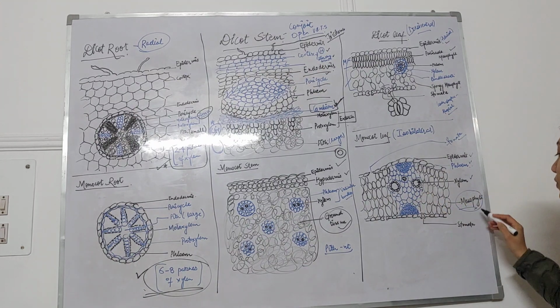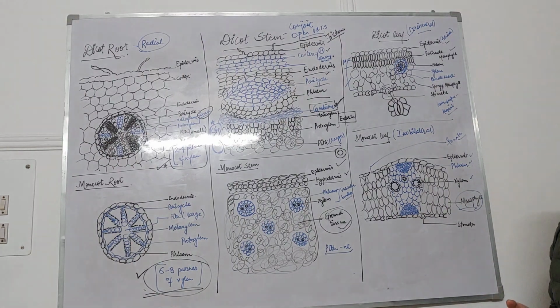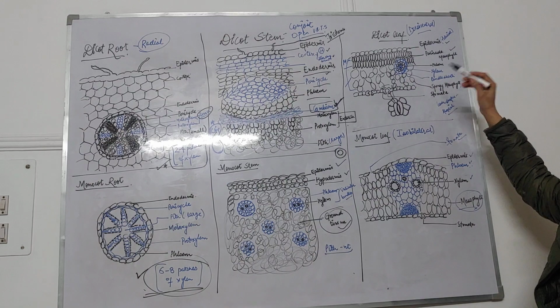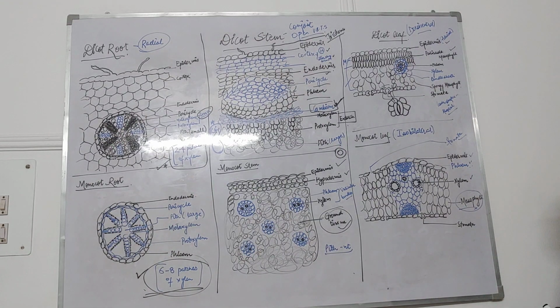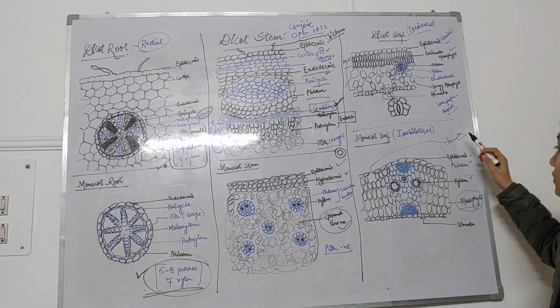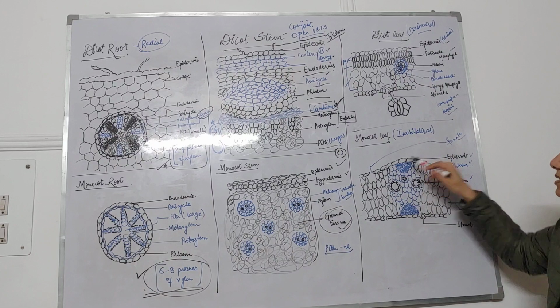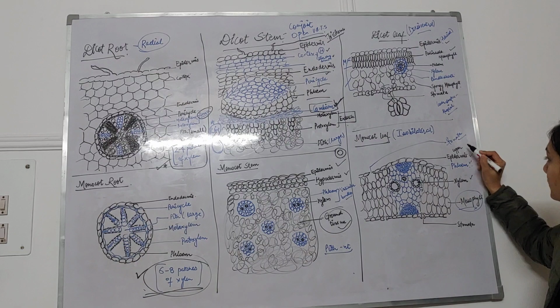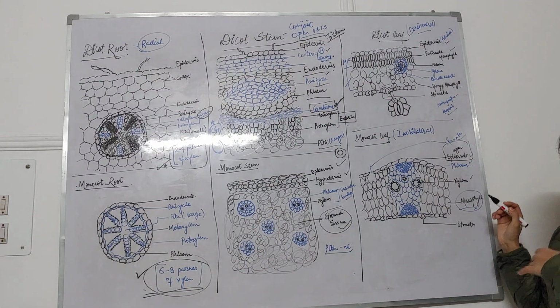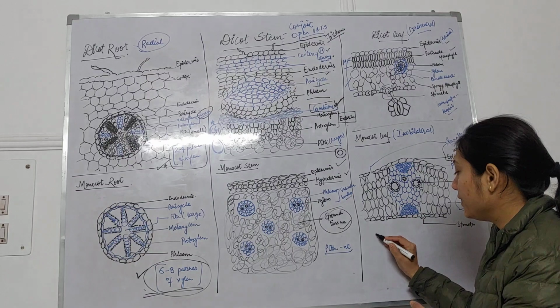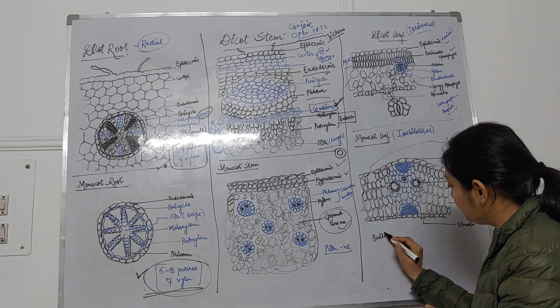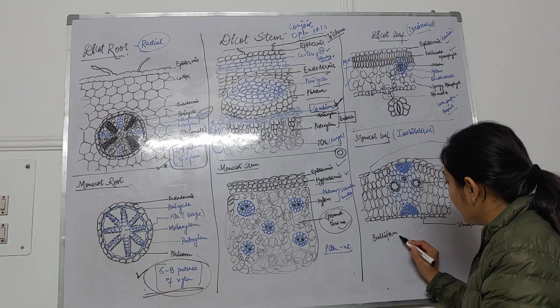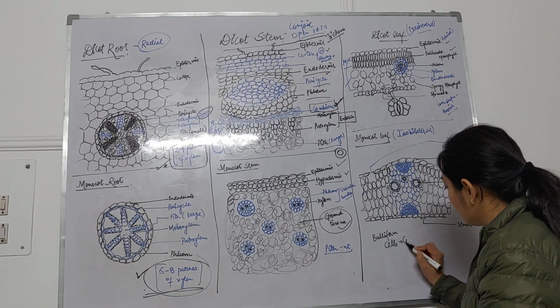And one of the characteristic features is that here the mesophyll is not differentiated into different types of mesophyll cells; it has the same kind of cells. And here some cells of the upper epidermis are modified into bulliform cells, and they are present in grasses.